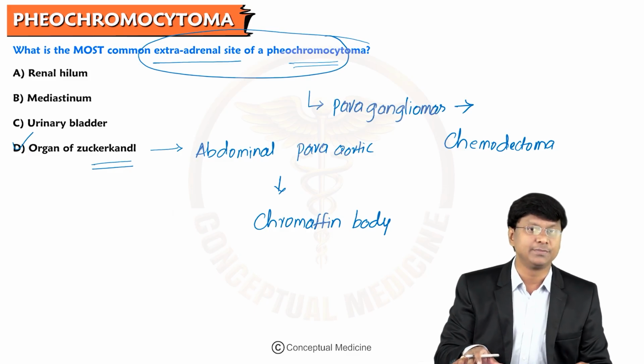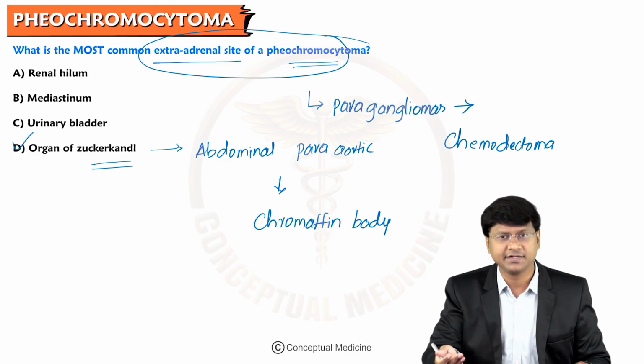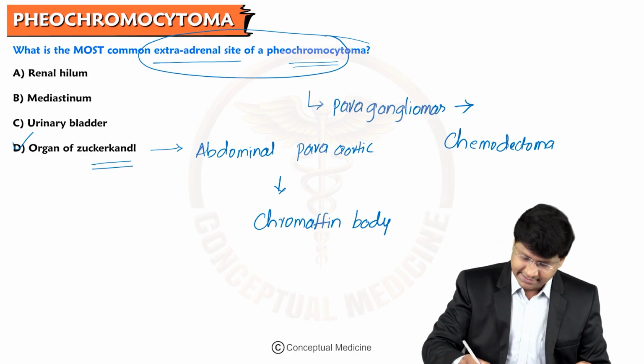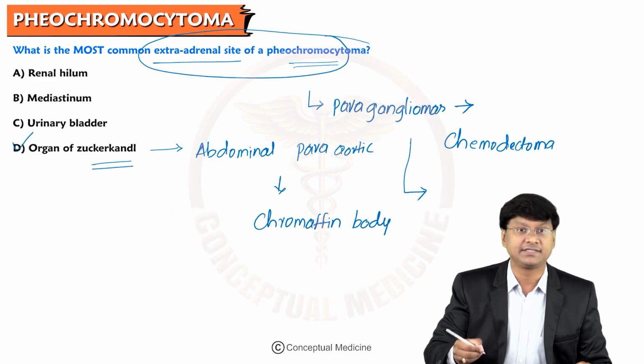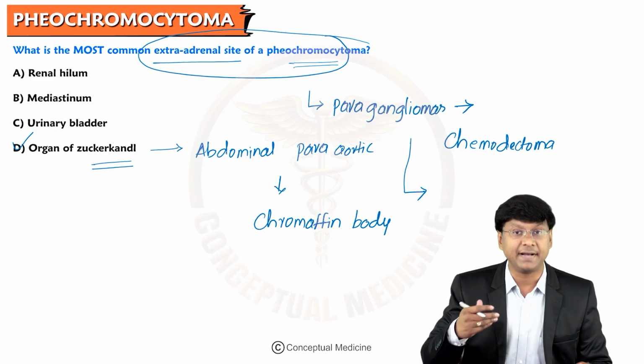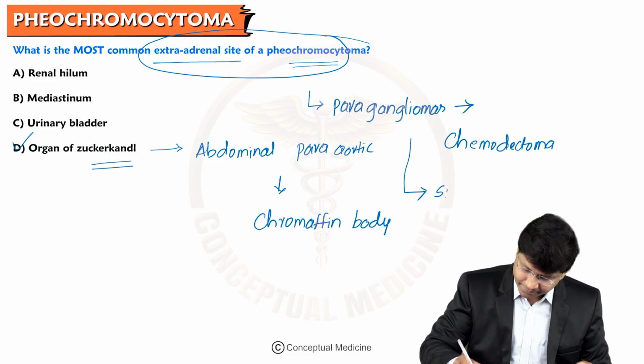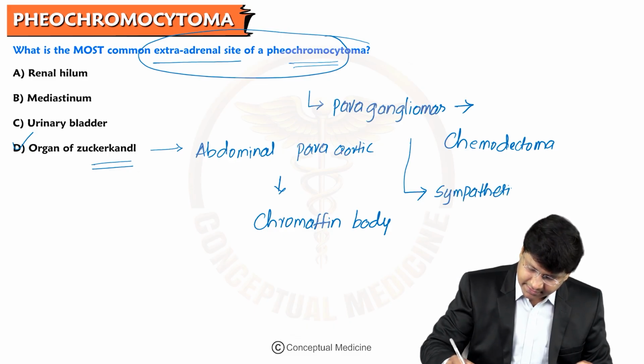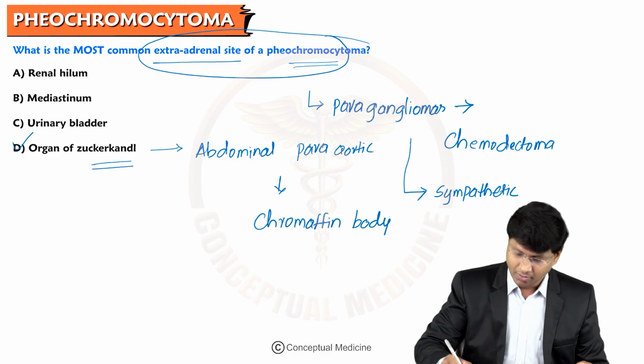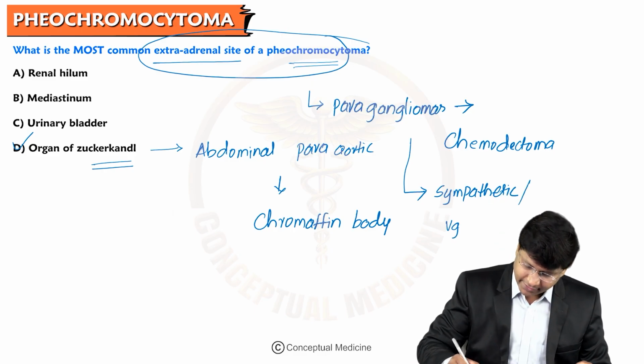And these paragangliomas, which are extra-adrenal tumors, are of either sympathetic or parasympathetic origin. So they originate from sympathetic ganglionic cells or vagal ganglion cells.